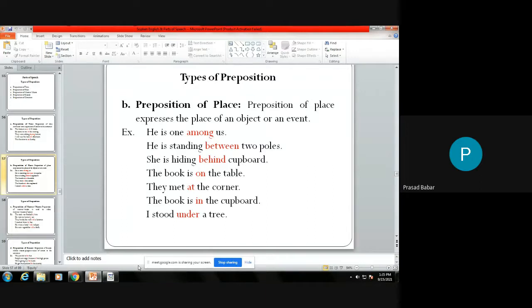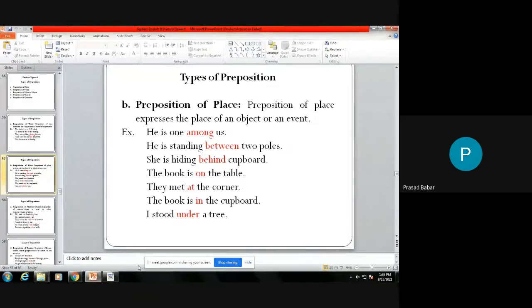Then the next is, the book is in the cupboard. So here, where is the book? If we ask the question, then it is showing the position, or the place, of that book. It is in the cupboard. So in here shows the position of that book. That is why it is working as a preposition of place.